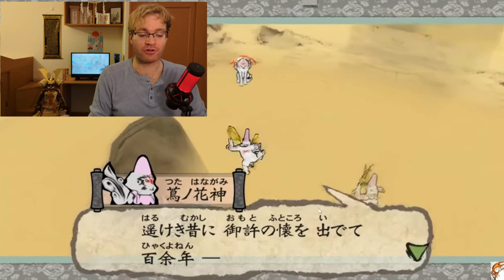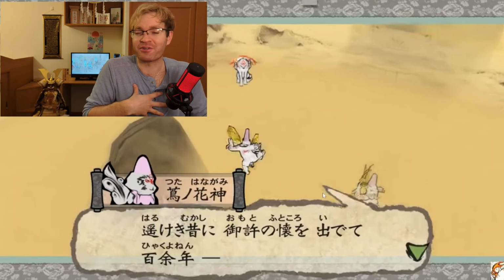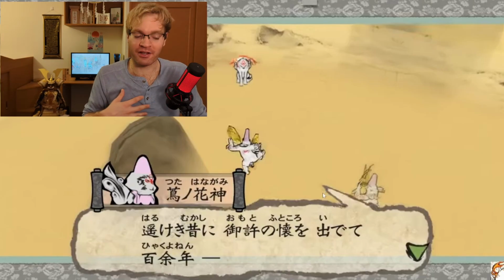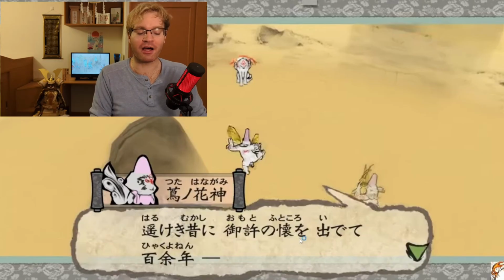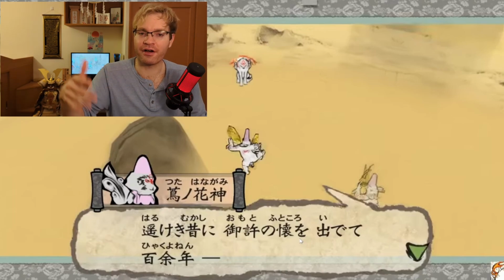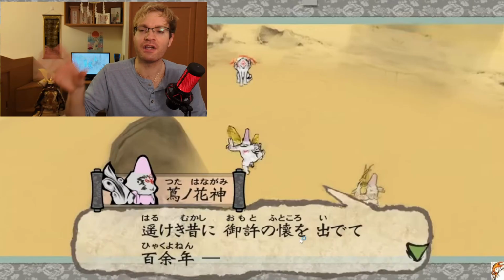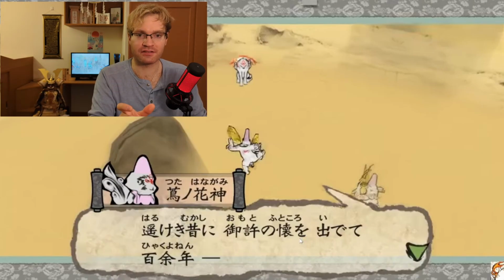So omoto no futokoro is your inner pocket, your heart, your bosom, which again is a little silly considering that Amaterasu is a goddess. But anyway, omoto no futokoro o, okay? O is a particle that denotes the object of a sentence. An object of a sentence is the part of the sentence that receives whatever the action is. For example, a dog eats the food. In this instance, the object of the sentence is the food because the food is what is receiving the action of eats, okay?